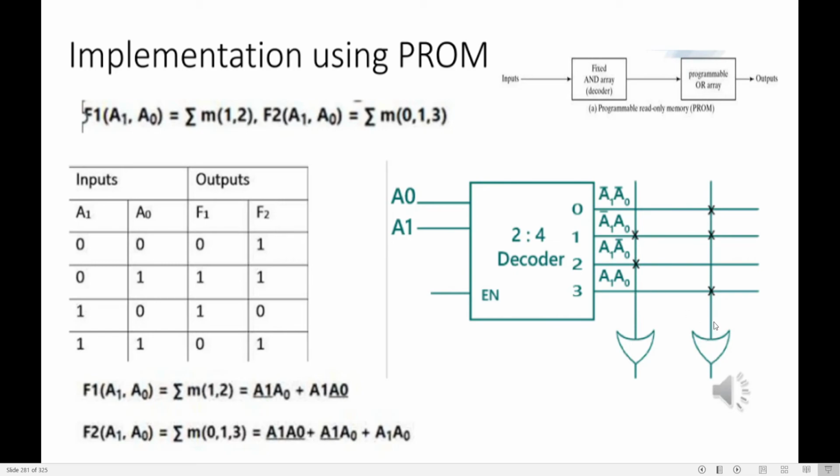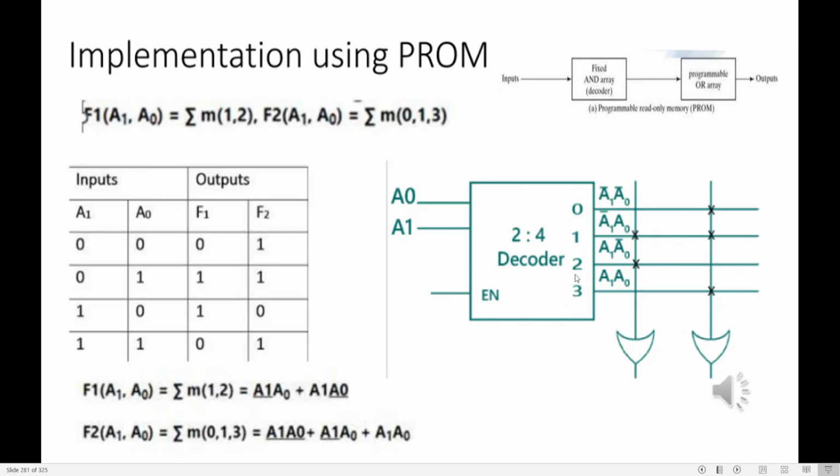The next OR gate is F2. Now what are the minterms for F2? 0, 1, 3. So in the place of 0, in the place of 1 and in the place of 3, put a cross mark, connect the fuse so that the input will pass through the OR gate. I have missed writing F1 here and F2 here. This is how you implement the given function using PROM with a fixed AND array.